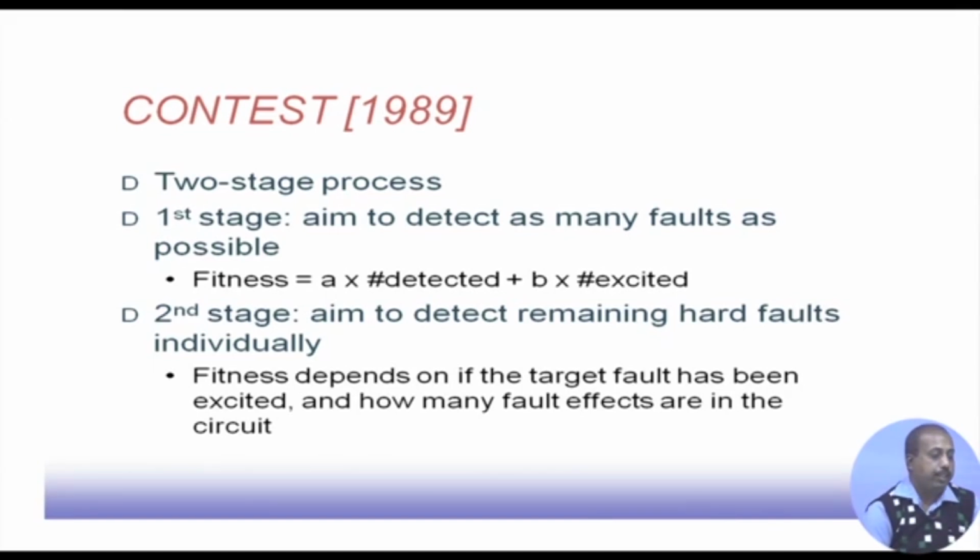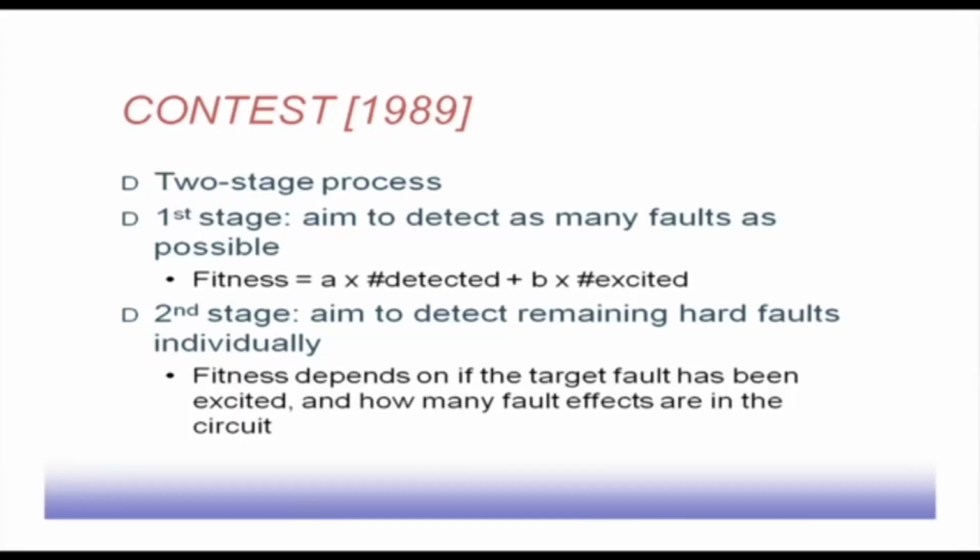So, naturally the fitness function is given by A times the number of faults detected plus B times the number of faults excited. This is the fitness function for the individuals that we have. Since we are trying to detect as many faults as possible, that was the fitness function used. It does not account for faults that are detected multiple times by different test vectors. An individual may be detecting a large number of faults, but they might have already been detected by some other patterns as well. So, these are the problems.